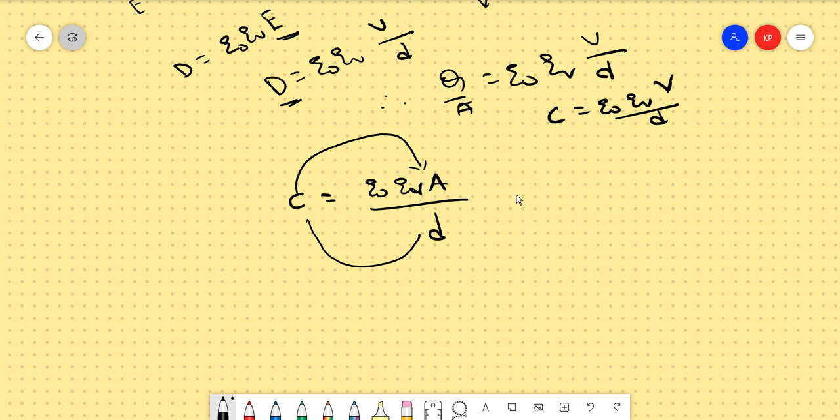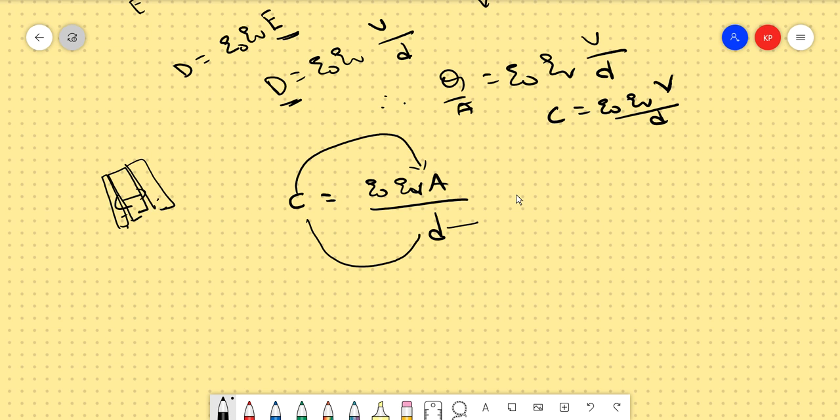So thickness here we can say is also distance. Why? Because this is the thickness of the dielectric medium, and the thickness is nothing but the distance between the two plates. So that's why we can say that D is the thickness, which is also called the distance between the two plates.